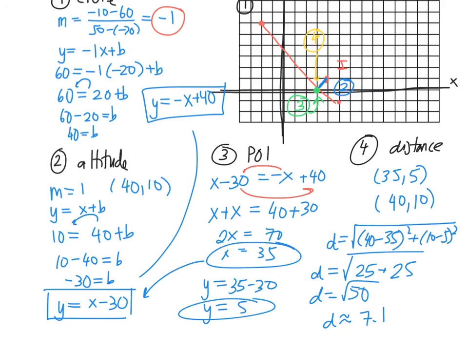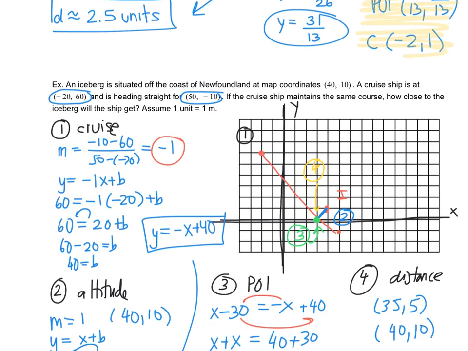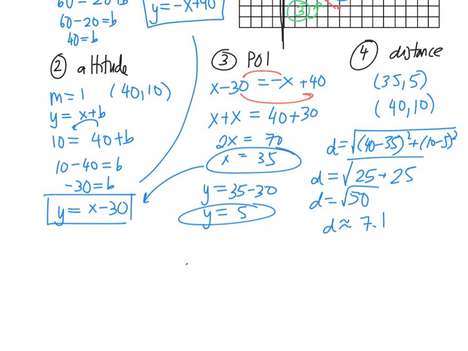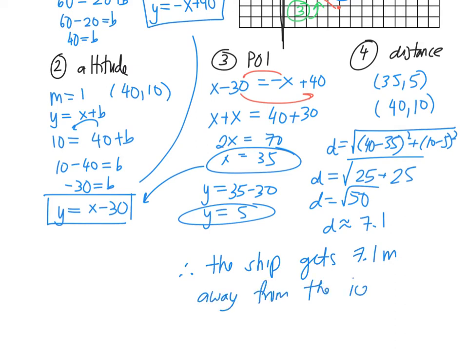And if we go back up to see what our therefore statement should be, you should know that 1 unit is 1 meter. So in our therefore statement, we can say, therefore, the ship gets 7.1 meters away from the iceberg, or something like that. And there it is. That's your shortest distance.